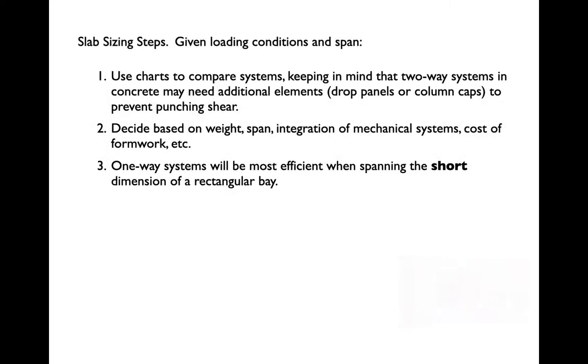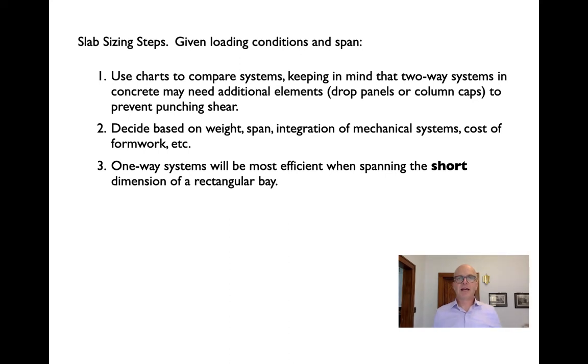When we size slabs, we are looking at the charts. The charts are taken, in our case, from et al. and Studio Companion, and we're comparing systems, looking at two-way systems, knowing that we may need, when we get into the finer details, our structural engineer may tell us that we need things like drop panels or column caps to resist punching shear. And then whether we're integrating mechanical systems, worried about weight, trying to get the maximum span, or looking at the cost of complex formwork, we're deciding the system that we're going to use.